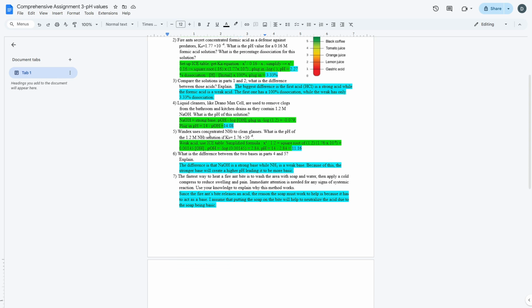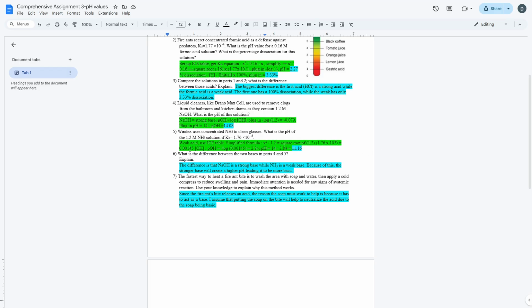For number 5, what is the pH of this solution? This is giving us a weak base. Once again, we're going to have to set up an ICE table. Like before, we're using that formula of x squared divided by the given concentration. Once you take the square root of the concentration times the Kb, we get this.